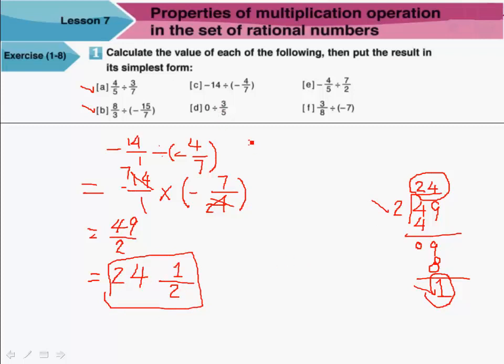Here for D, 0 times 5 over 3. And we know if we multiply any rational number times 0, the answer will be 0. This one is normal, and also this one. But for this one, take 7 as 7 over 1. The multiplicative inverse will be minus 1 over 7. And this will be multiplied, and we have here 3 over 8. It is very, very easy.